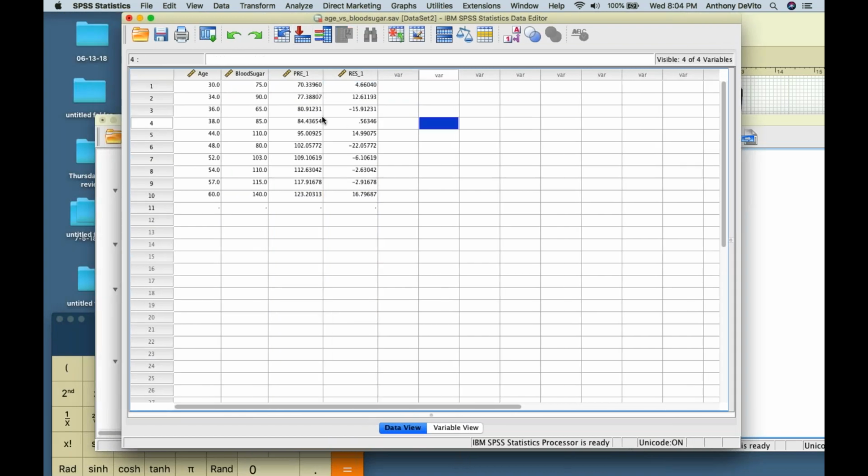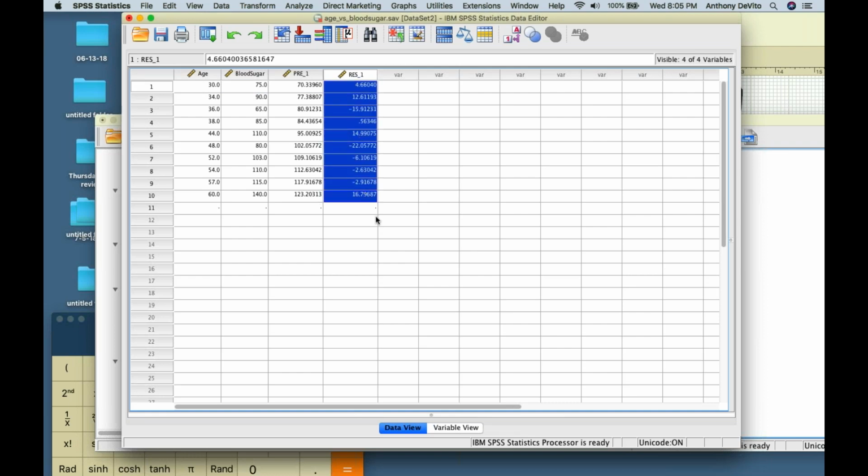Okay, let's take a look at what we have here. The age was 30. The person's actual blood sugar was 75. When SPSS applied the formula, the predicted value became 70.34, rather. That's a little bit different than the one we did, but that's because I rounded it, right? Instead of 71.5, it came out to be 70.3. That's a rounding error. So it calculated the predicted value, and then it took 75, subtracted 70.33, and calculated that error, that residual that's left over. So all of these are residuals.